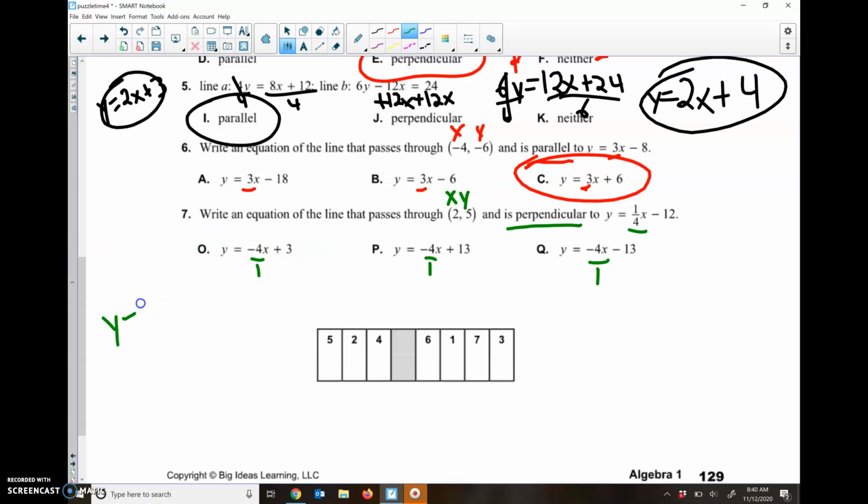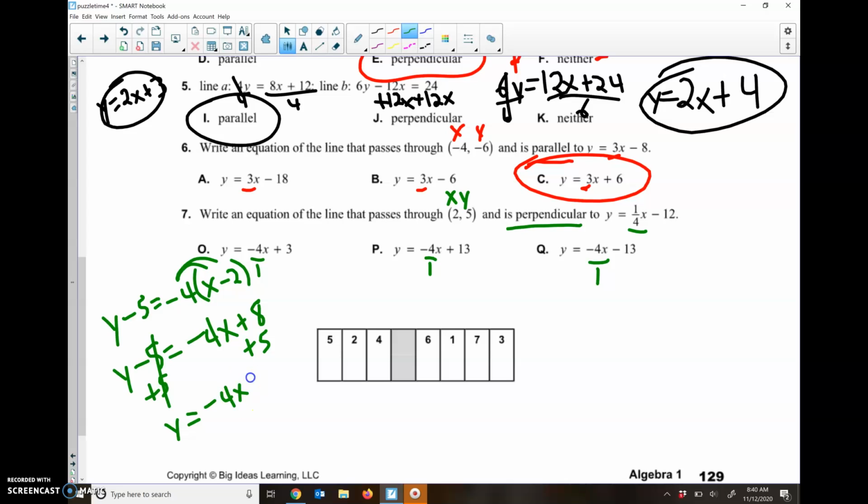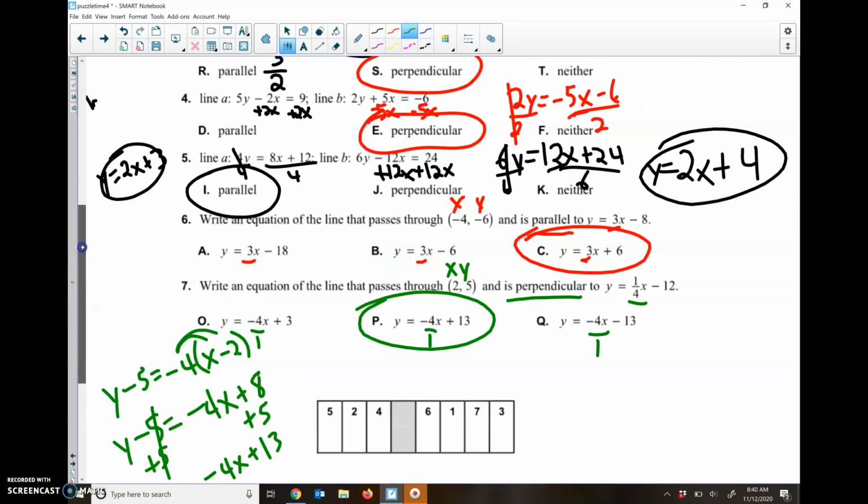So same thing, I'm going to do y minus my y, which is 5. My new slope is negative 4, times (x minus 2). And then remember, I got 2 steps. First step is to distribute. And then my second step is to add or subtract here. Since it is a minus 5, that means I am adding 5. So 8 plus 5 is 13. So it is letter P here. So negative 4x plus 13.